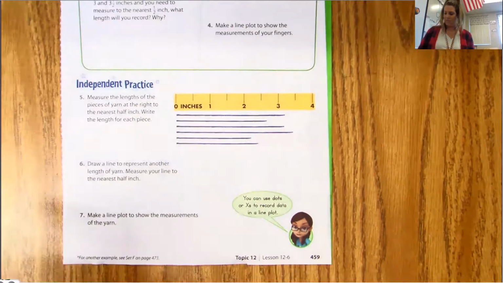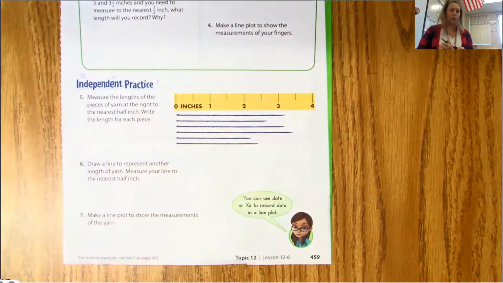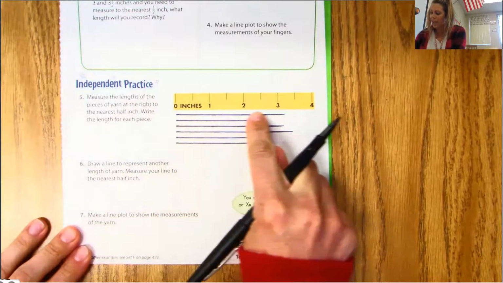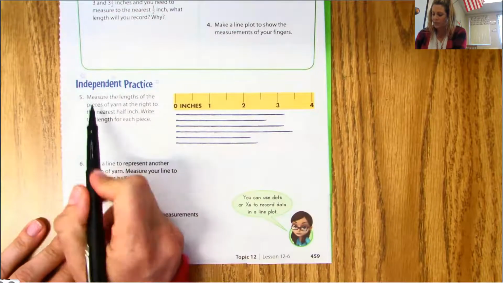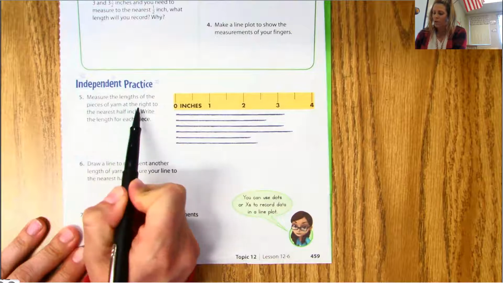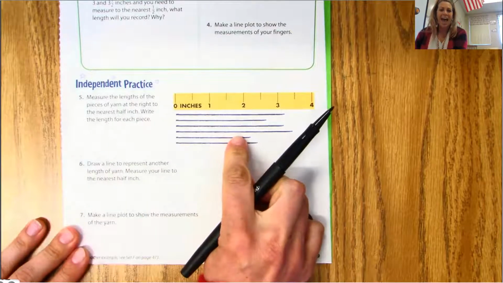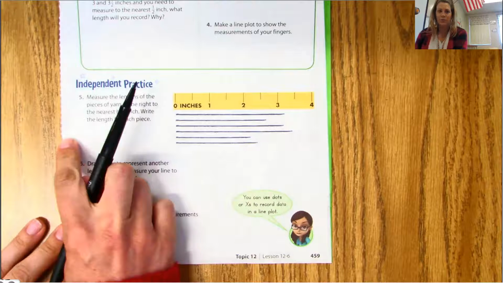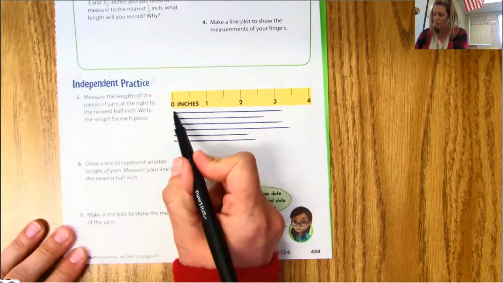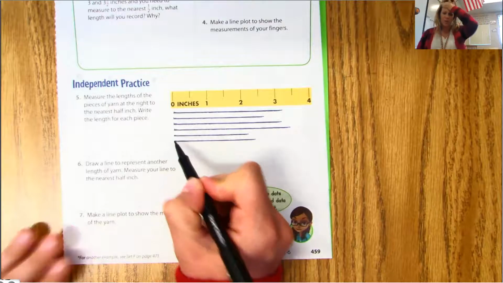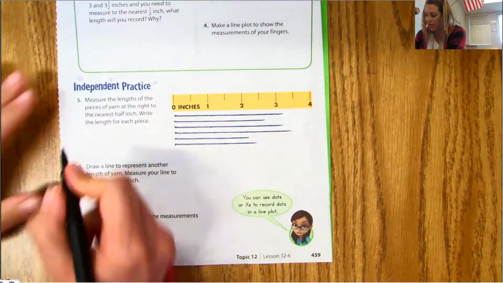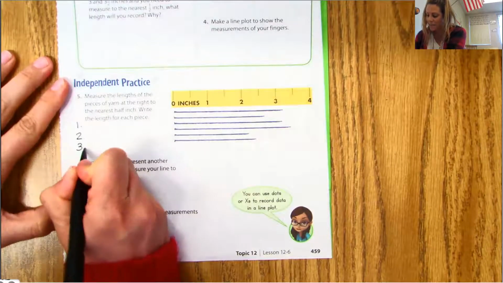So they have pieces of yarn, and we are going to measure them, okay? So if we look at the first length of yarn, let's see how it wants us to measure it. Measure the lengths of the pieces of yarn at the right to the nearest ½ inch. Write the lengths for each piece. I like to start by counting how many I have. 1, 2, 3, 4, 5, 6. So in my brain, I know I need to have 6 dots on my line plot. But first, I need to get 6 measurements.